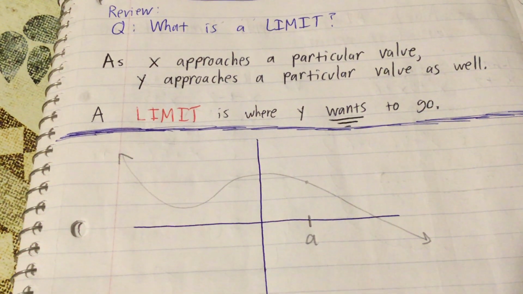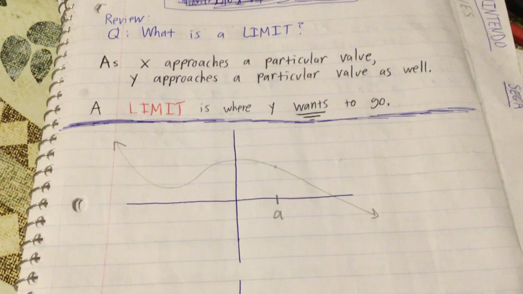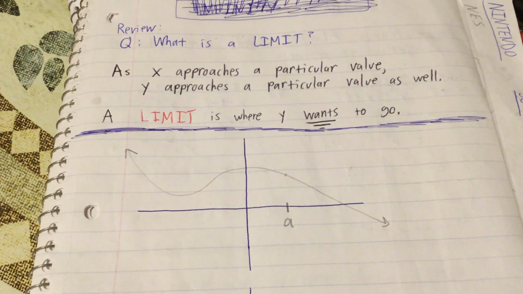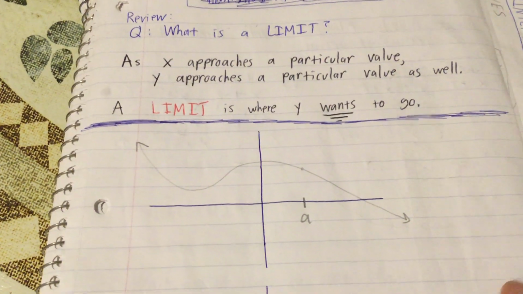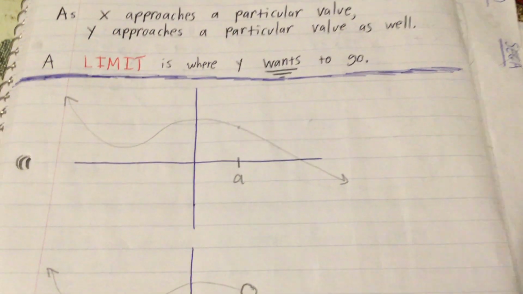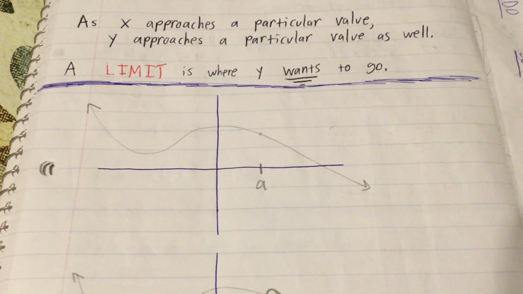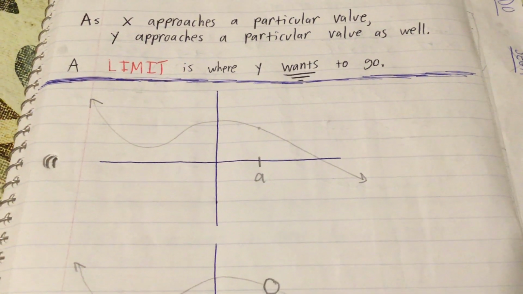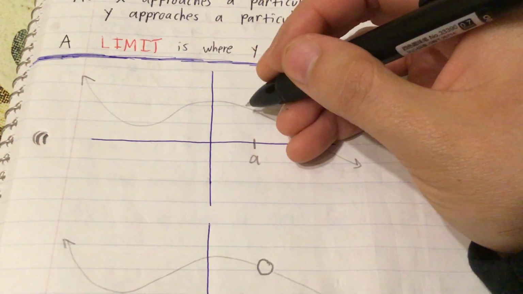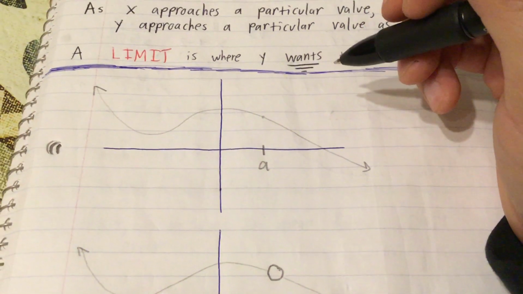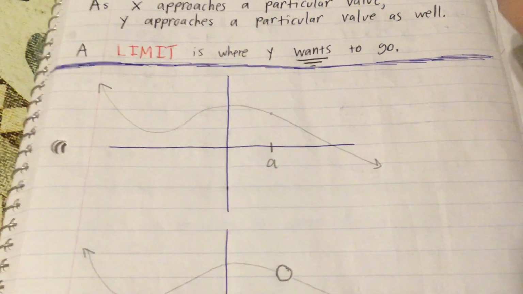All right, guys, once again, I'm going over limits. Just to review the definition, a limit is where y wants to approach as x approaches a certain value. So if we take a look at this graph over here, I just drew a generic f of x. We learned in our previous video that we're trying to approach x equals a. But what we just figured out is that it's two-part.